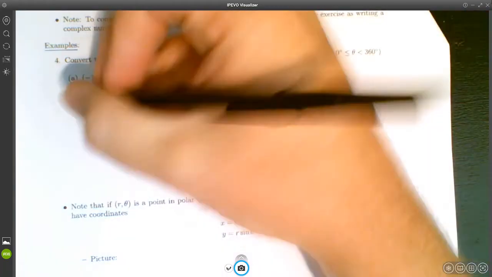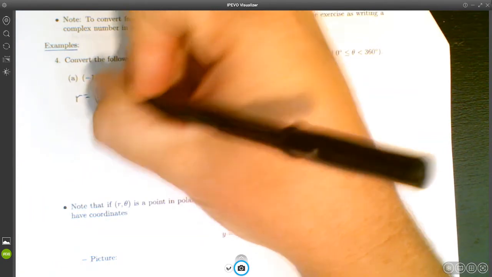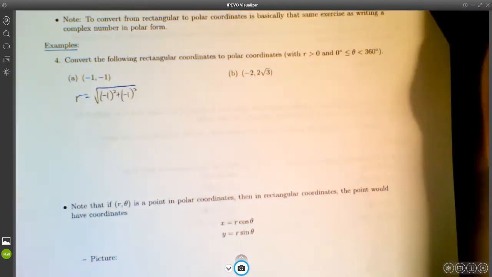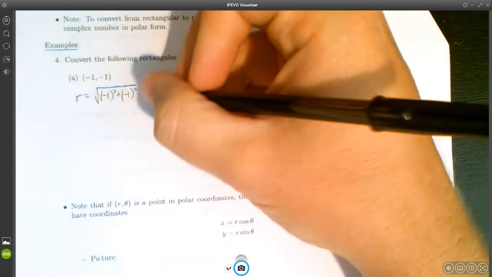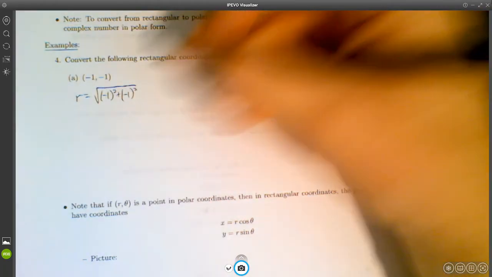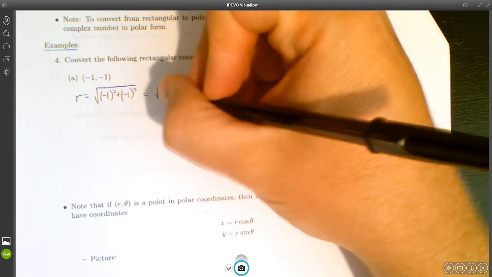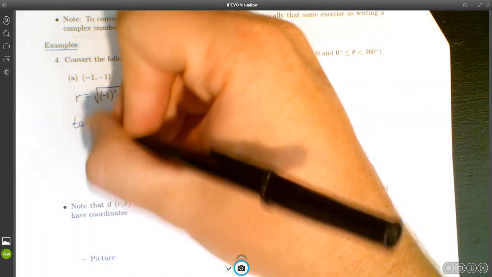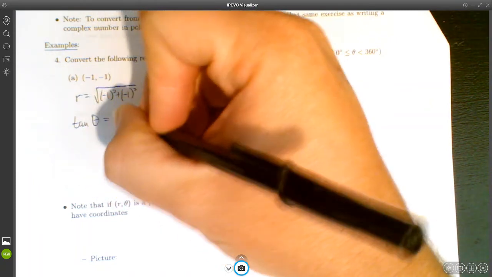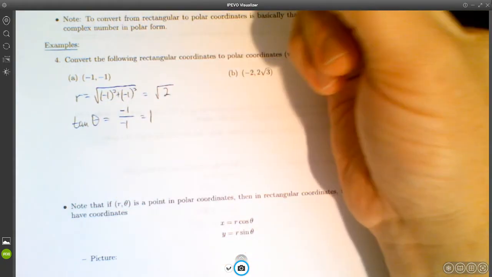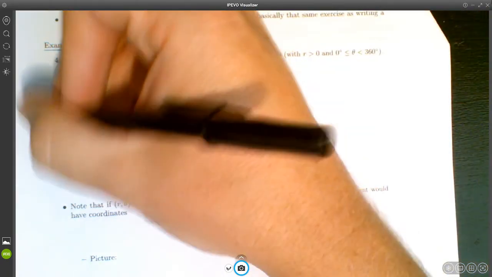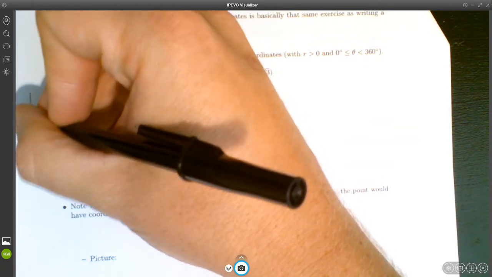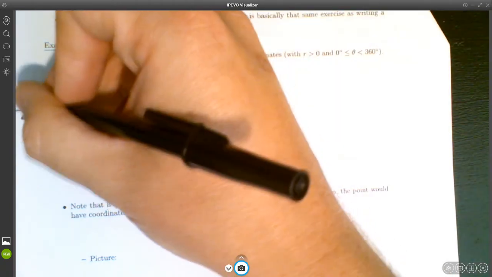Well, first of all, r is going to be the square root of x squared plus y squared. Right? Same relationships as what we had for changing a complex number into polar form. So r is the square root of 2. And then theta satisfies tangent theta is y over x. So tangent theta is 1. But careful now, which quadrant are we in? Right? -1, -1 puts us in quadrant 3. So there's theta right there.